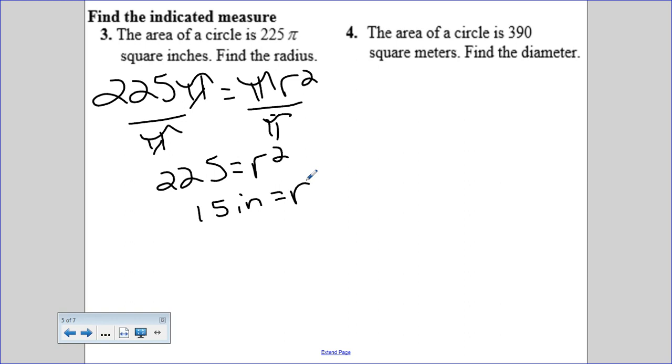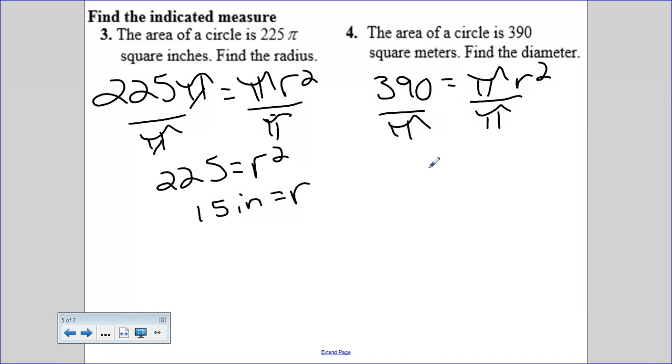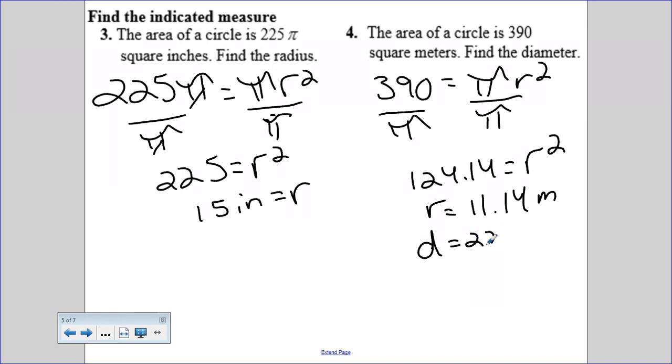For this one, the area of a circle is 390 square meters. All right, so 390 equals pi r squared. It's asking me to find the diameter. So, well, first I'm going to solve for r. Divided by pi, and I get 124.14 equals r squared. Take the square root of both sides, and you get your radius is approximately 11.14 meters, but it asked me for the diameter, so double it, and you get 22.28 meters. Well done. Let's move along.